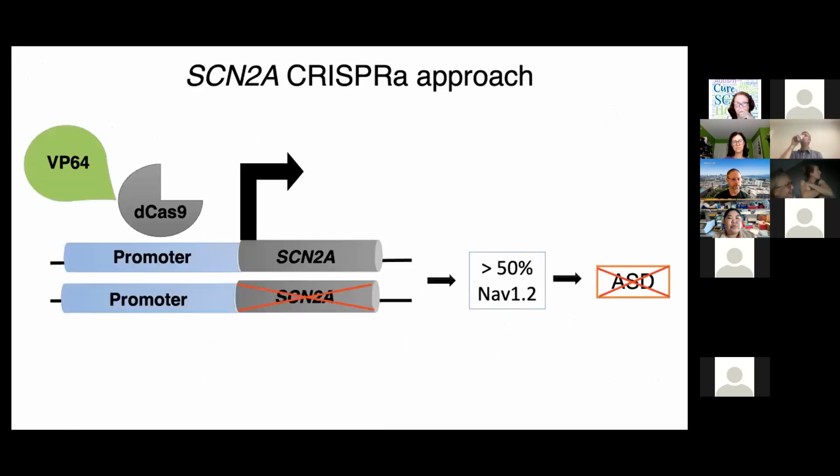So I set out to rescue SCN2A haploinsufficiency with CRISPRa using the same approach that we took to rescue SIM1 obesity. By shuttling my delivery truck, dCas9, loaded up with the transcriptional activator VP64, we send it over to the promoter of the healthy copy of SCN2A. And the idea is to upregulate translation of NaV1.2 channels off of that wild-type allele and thereby overcome the ASD-associated cellular phenotypes.